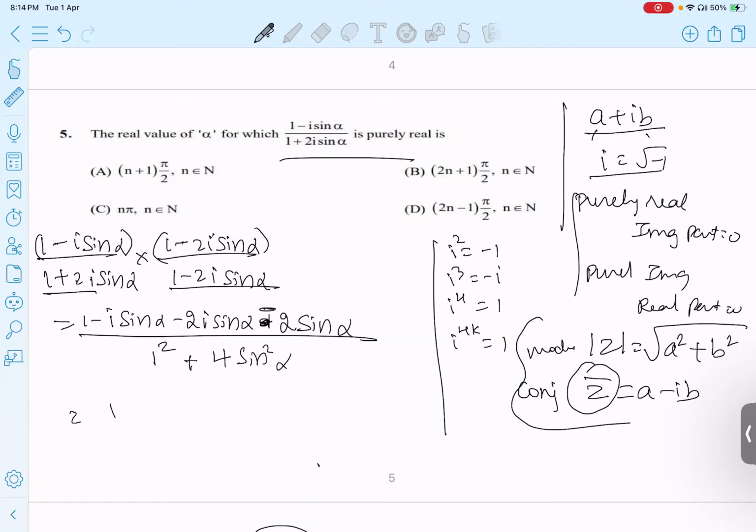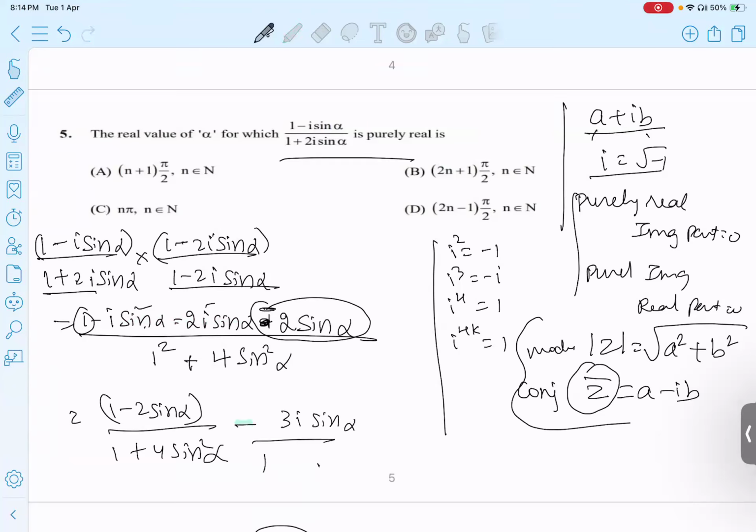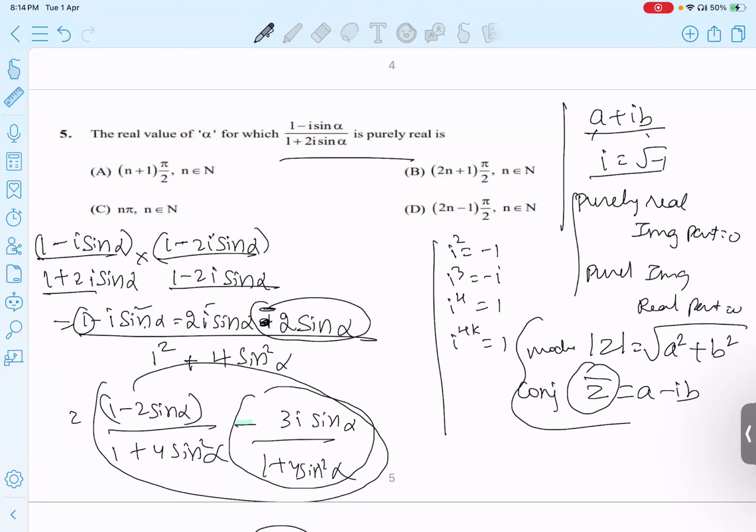On simplifying, separate the real parts, that is, the part with no i along with it. Now taking minus i sine alpha minus 2i sine alpha, adding these two gives us minus 3i sine alpha divided by 1 plus 4 sine square alpha. Since this has to be purely real, the imaginary part should be 0. That is, this part should be 0. If I equate this part to 0, cross multiplication, I'll get minus 3 sine alpha equal to 0.